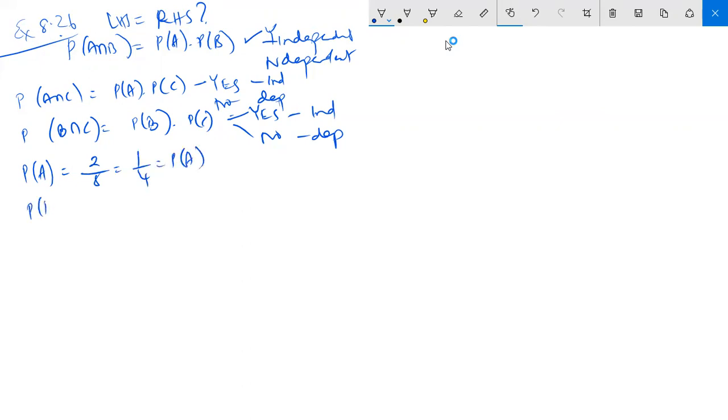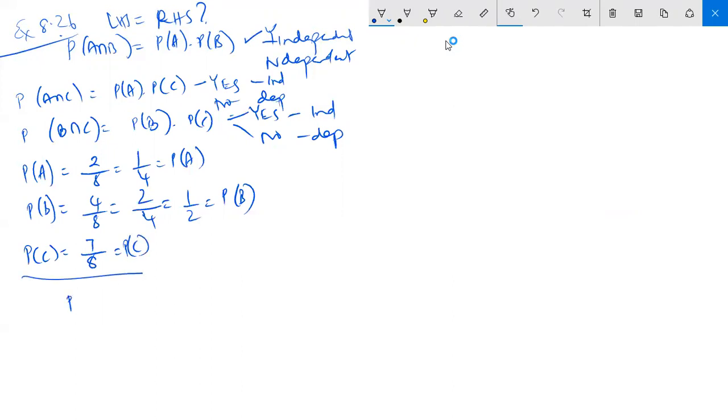Now find out P of B. P of B is at least 2 heads. So at least 2 heads, we had 1, 2, 3, 4. It was 4 by 8. So that is equal to 2 by 4, equal to half. This is P of B. Then P of C, at most 2 heads. That was 7 by 8. At most 2 heads was 7 by 8, P of C.